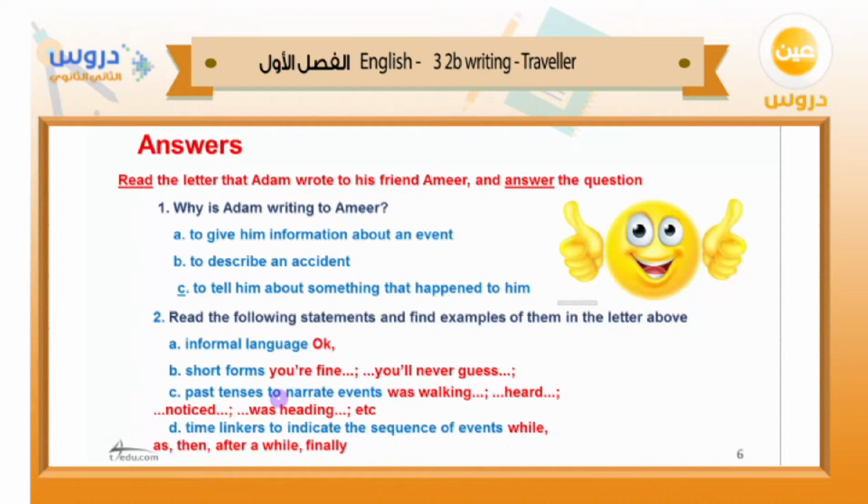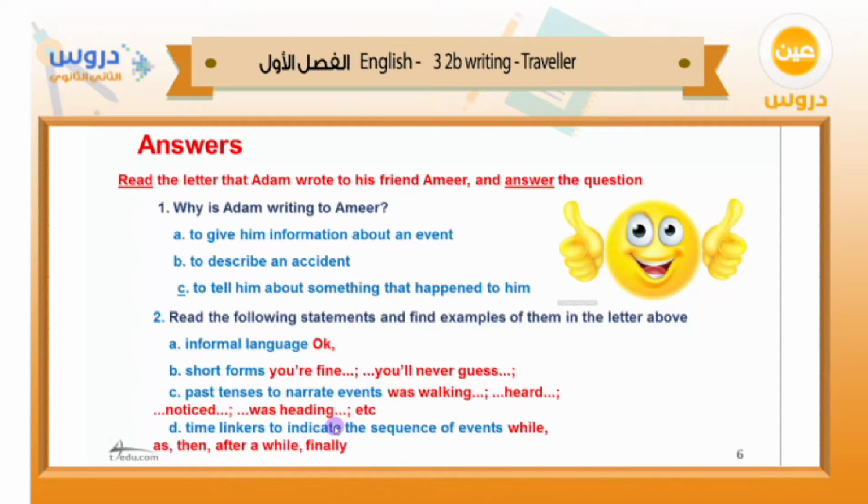And for the past tenses that we have: was walking, that is the past continuous; heard, simple past; noticed, simple past; was hitting, also past continuous. And finally, the time linkers that we have to make our writing coherent and like one piece: while, as, then, after, while, and finally, meanwhile.